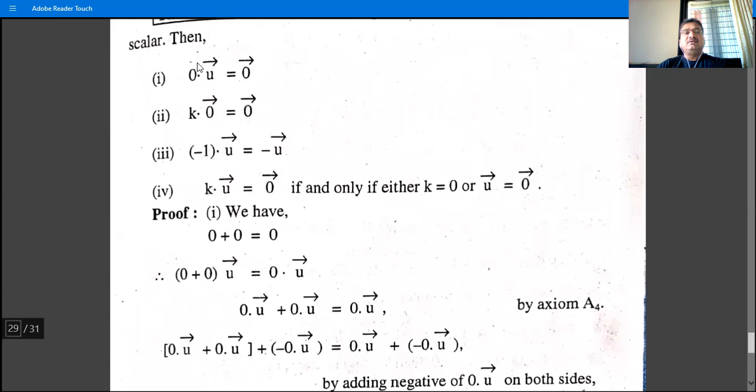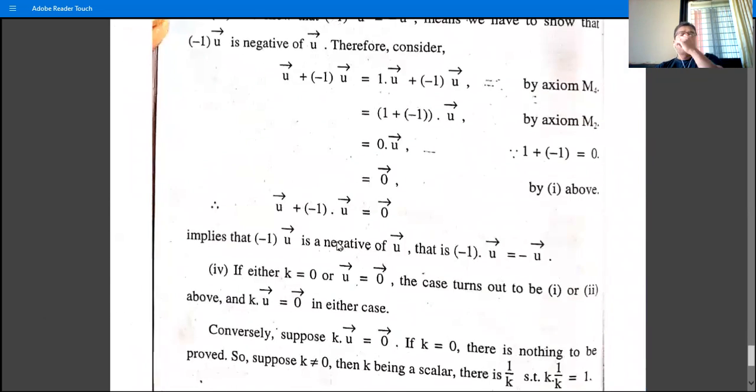The 0 into u bar is 0. Now if k is 0, what do we have to show? 0 into u bar is 0 bar. And if u bar is 0, then we have to show k into 0 bar is 0 bar, and that is the proof number 1 and 2.